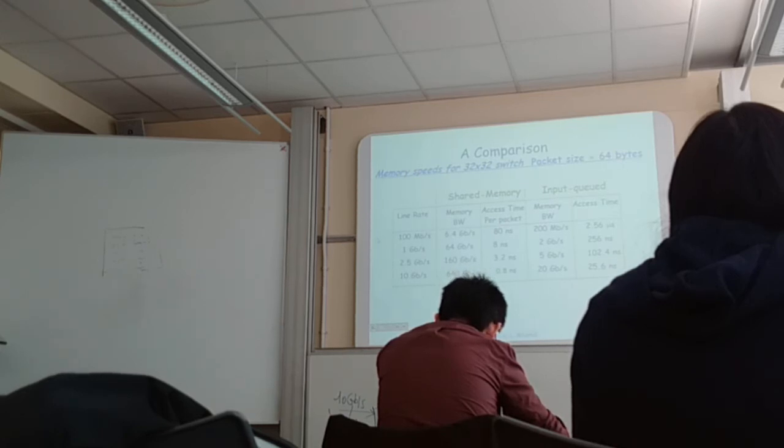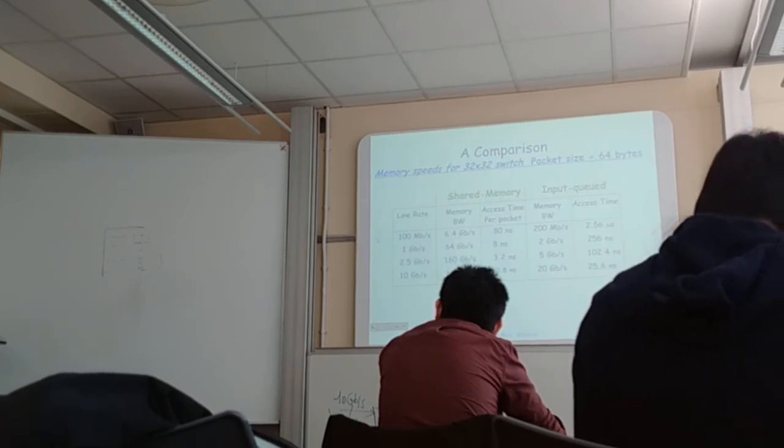Another thing I just want to note: an output queued switch is N plus 1 times R. So in this case, it's N plus 1 times R. It's 3.3 gigabits. And then we divide to get the access time, and the arbiter time, how to find it, I'll tell you.